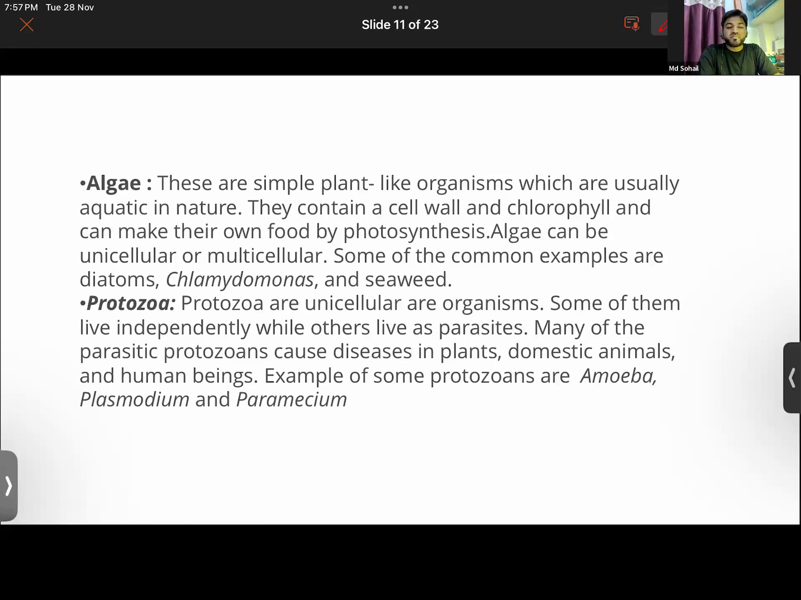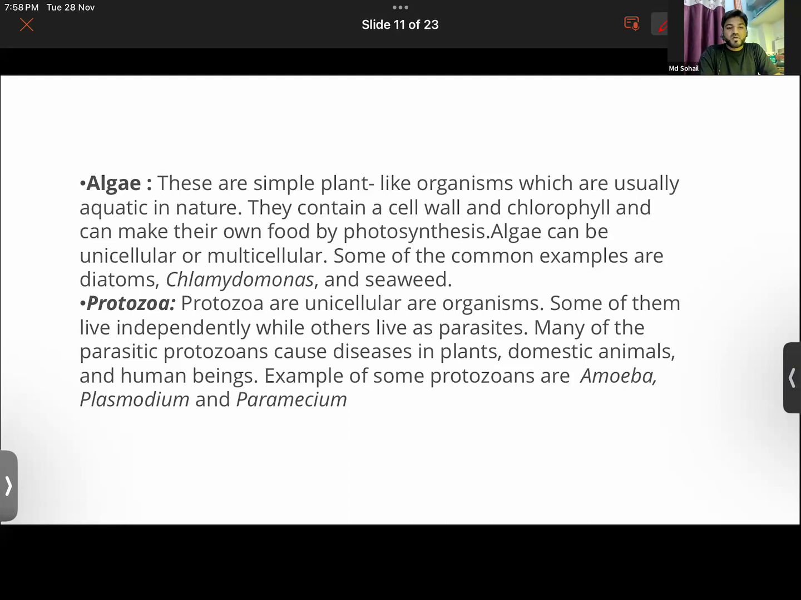So alga is simply a large group of simple plant-like organisms, right? And they are usually aquatic, yeah? And they consist of chlorophyll. Are you getting these things or not? They consist of chlorophyll, and thereby they will produce food by the process of photosynthesis.